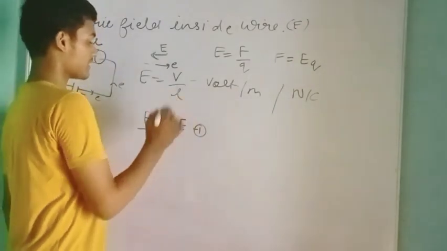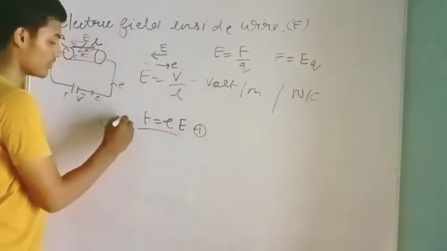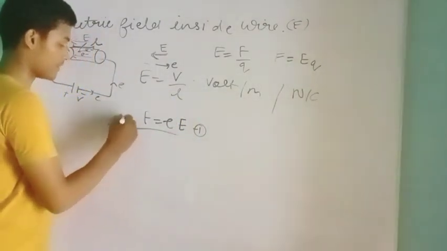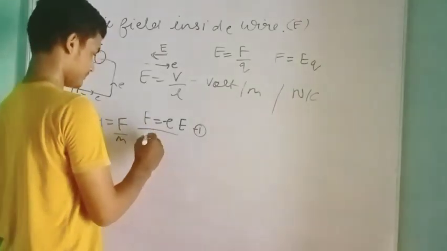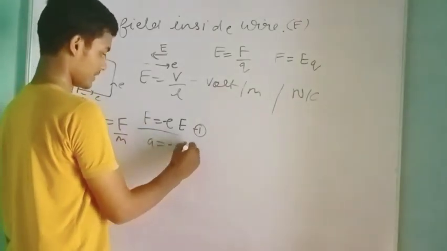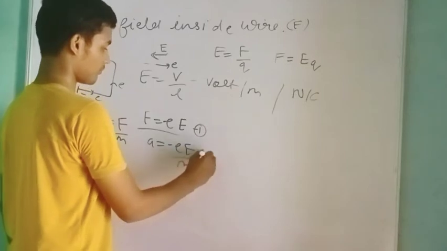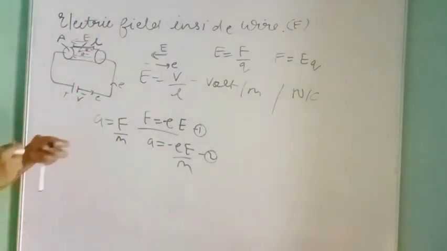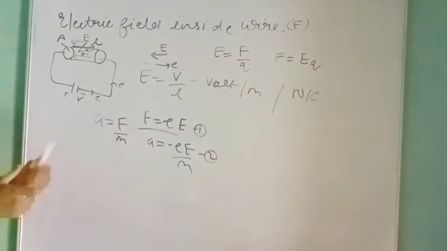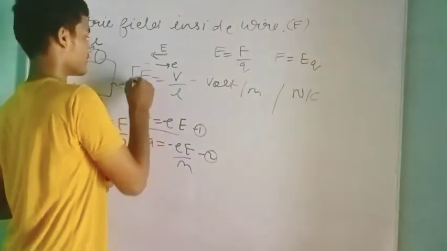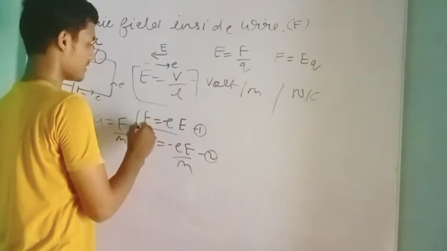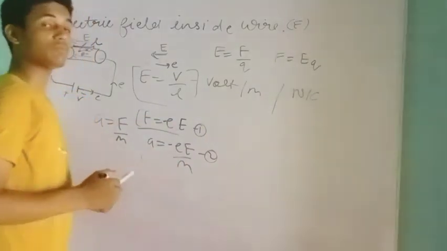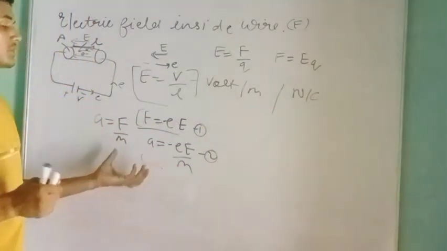Now for acceleration, we know that F is equal to m into a, so a is equal to minus eE upon m. That is the formula for acceleration. We can find the acceleration of an electron inside the wire. So three formulas come from this definition: first, second, third. These are the most important formulas we use.